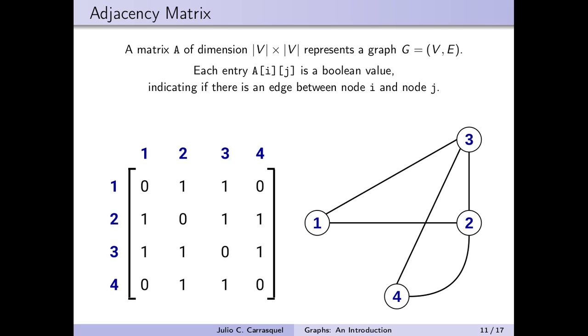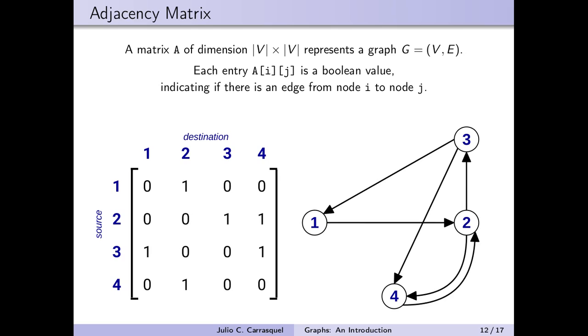For nodes 4 and 1, you see that the value in the matrix is 0 in position row 4 and column 1. The value is 0 because there is no edge connecting such nodes, 4 and 1. Notice also that this representation is useful for directed graphs. In the case of directed graphs, the index of the row tells us the source node, and the index of the column tells us the destination node. So here, row 3 and column 1 says that there exists an edge from node 3 to node 1.